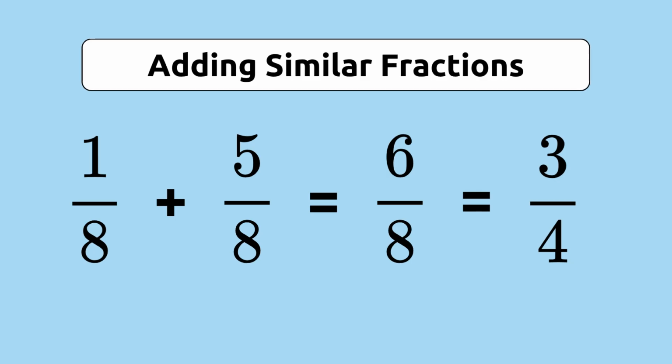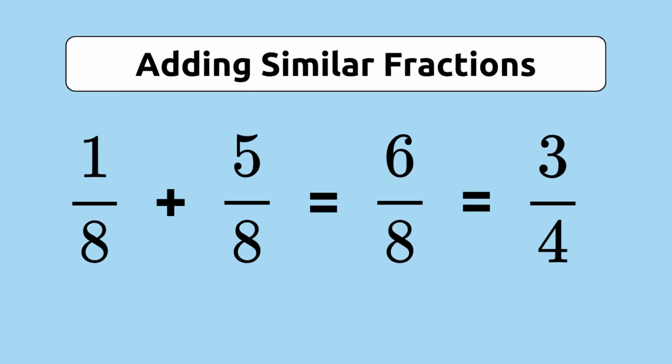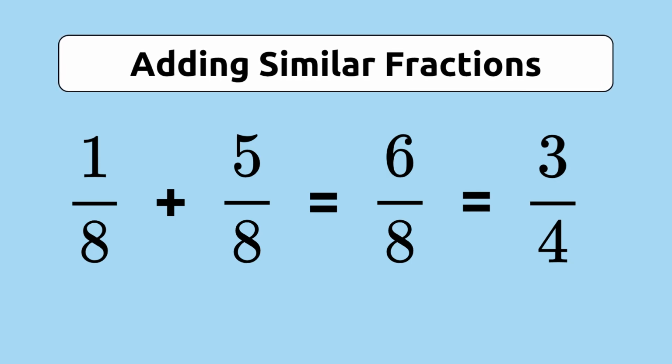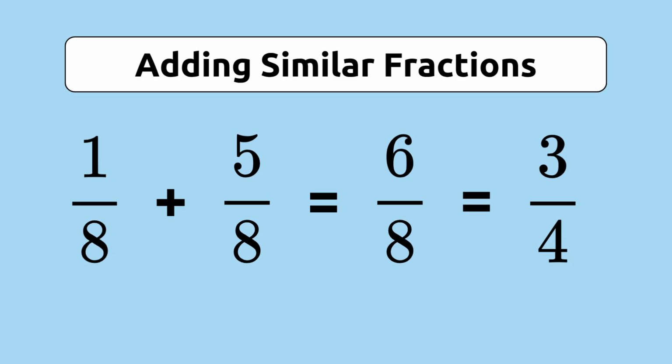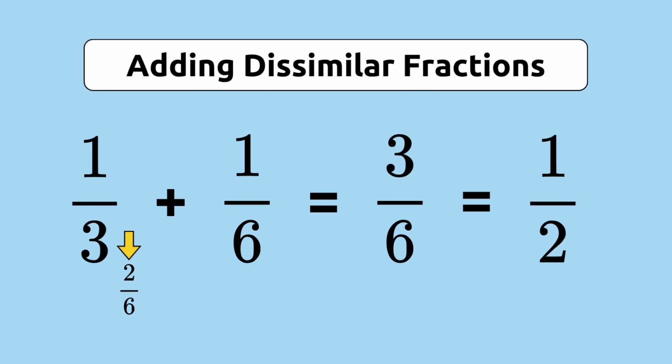When denominators are the same, add the numerators. Here, 1 plus 5 equals 6, so 6/8 is simplified as 3/4. Since 2 is the common factor for both 6 and 8, we divide both the numerator and denominator by 2, resulting in 3/4.